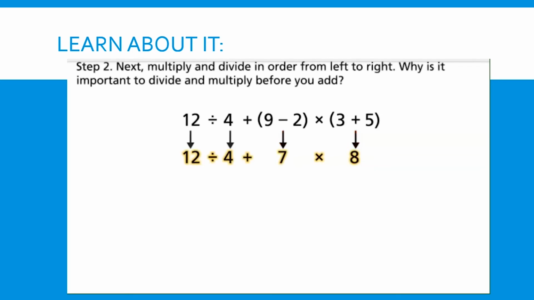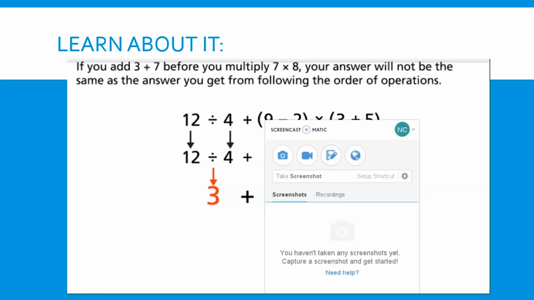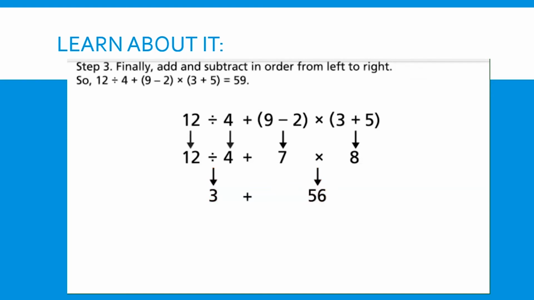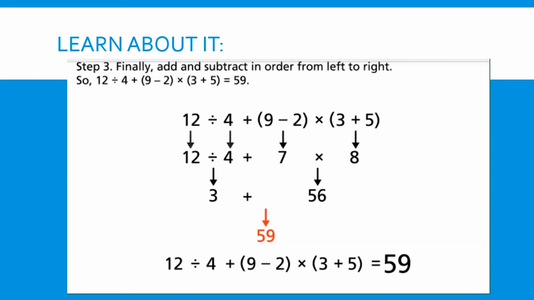Step 2. Next, multiply and divide in order from left to right. Why is it important to divide and multiply before you add? If you add 3 plus 7 before you multiply 7 times 8, your answer will not be the same as the answer you get from following the order of operations. Step 3. Finally, add and subtract in order from left to right. So, 12 divided by 4 plus the quantity 9 minus 2 times the quantity 3 plus 5 equals 59.